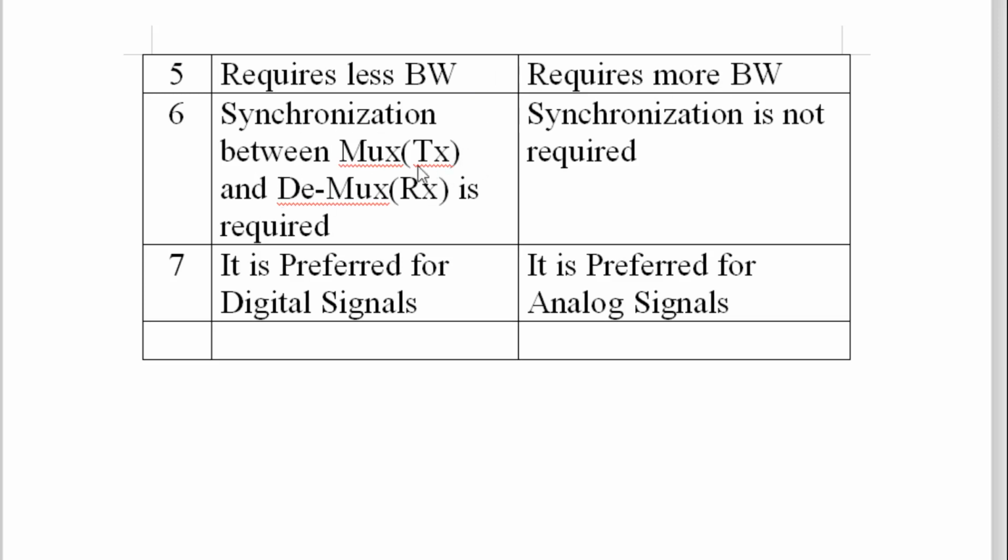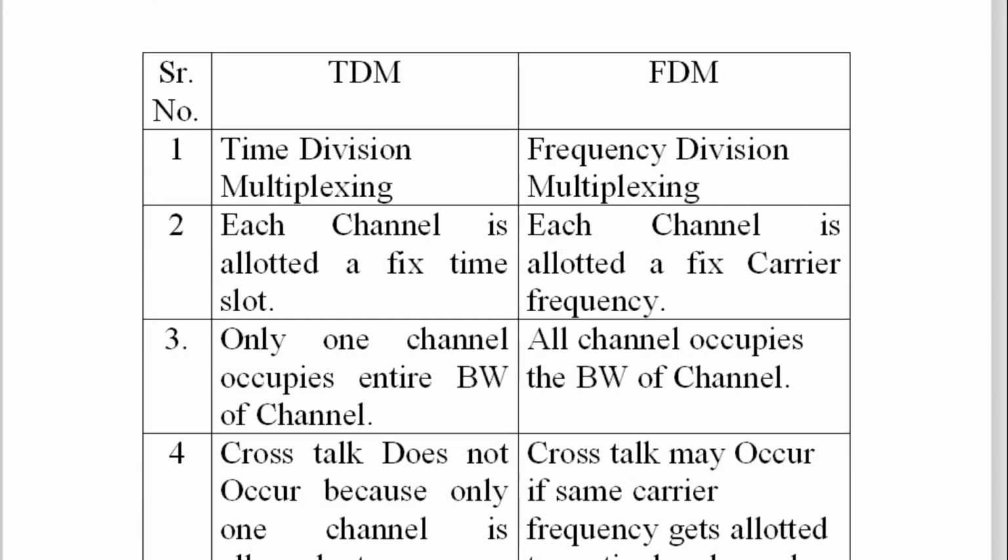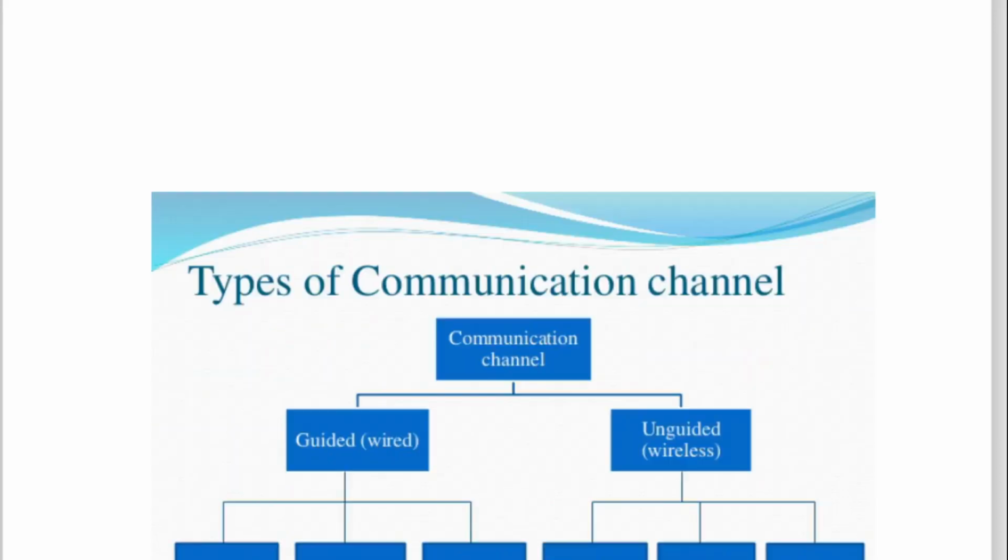Synchronization between the mux as a transmitter and the demux as a receiver is required in TDM. In FDM, synchronization is not required, but frequency filters are required. TDM is preferred for digital signals, and FDM is preferred for analog signals. And in this way, you can stop the slide and watch the information again and again and read it again and again.